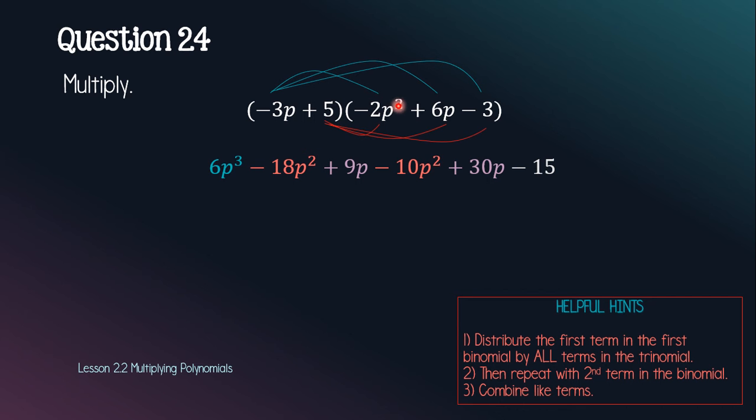I forgot to say the squared the first time around, but I had the squared, so I kept it. And then 5 times 6p, 5 times 6 is 30, 30p. And then 5 times negative 3 is just negative 15. So that's where they all come from.